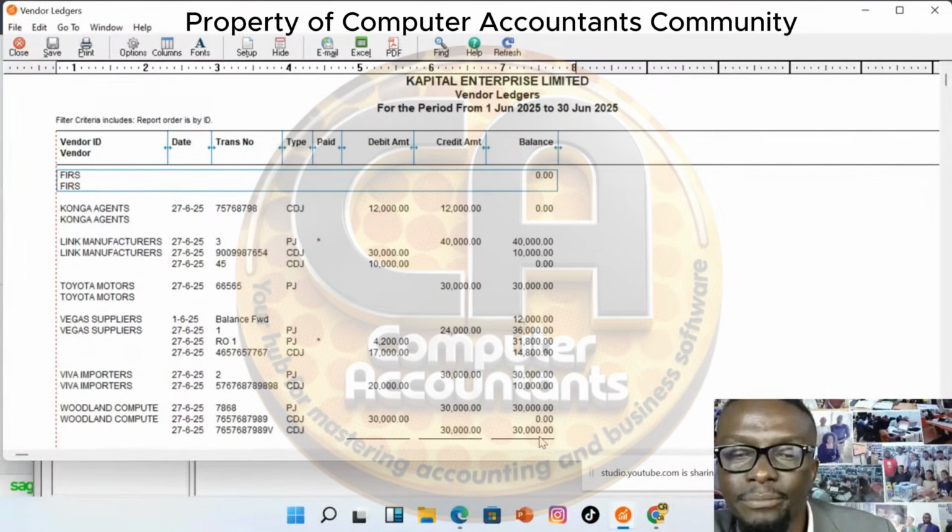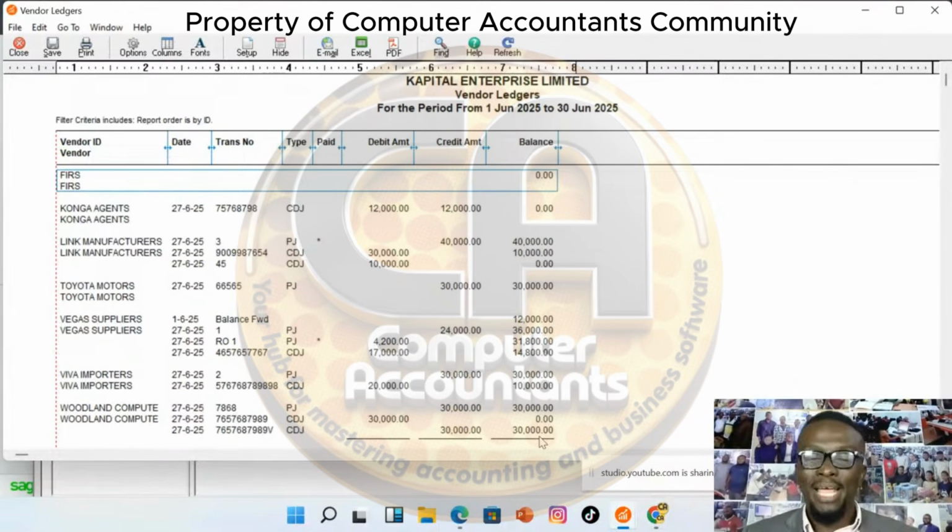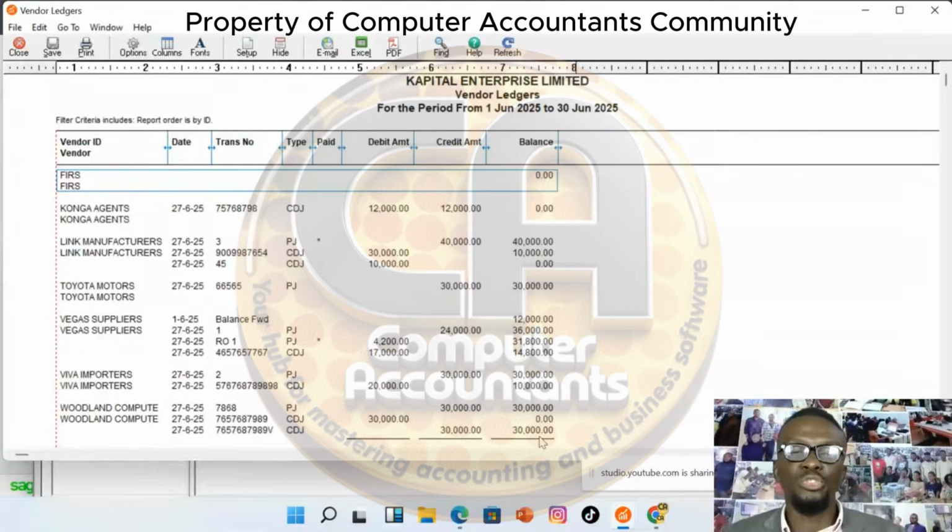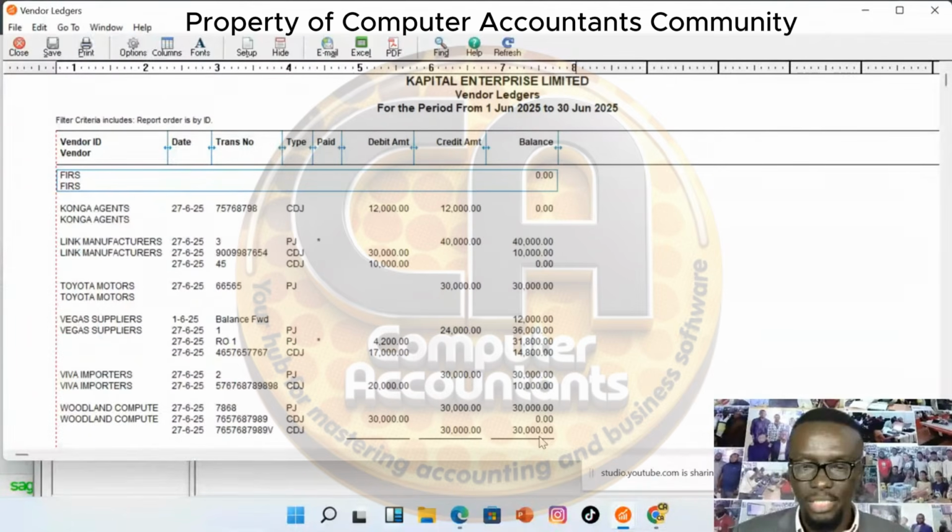Okay. So that means that we are still owing Woodland because the check we gave him to go and cash from the bank has been dishonored. So he has returned the check to us. What a good accountant will do is to restore him back into the system as a creditor, which we have done using the void check.